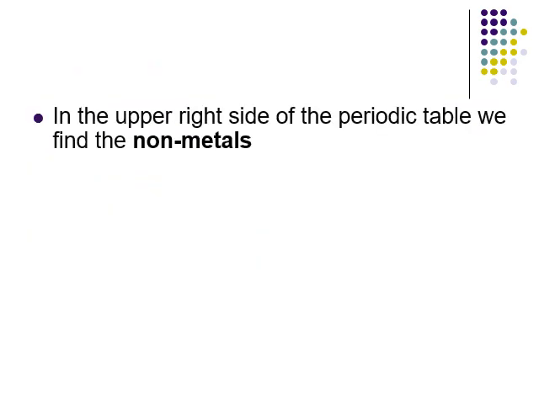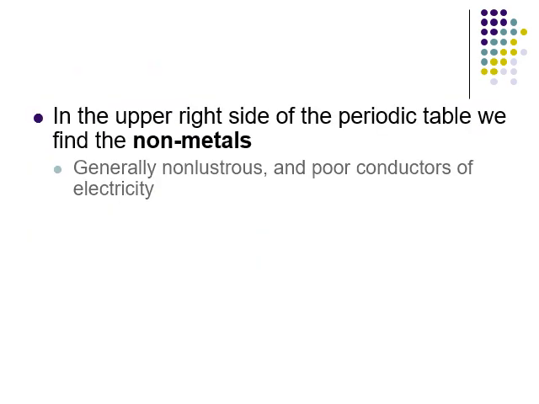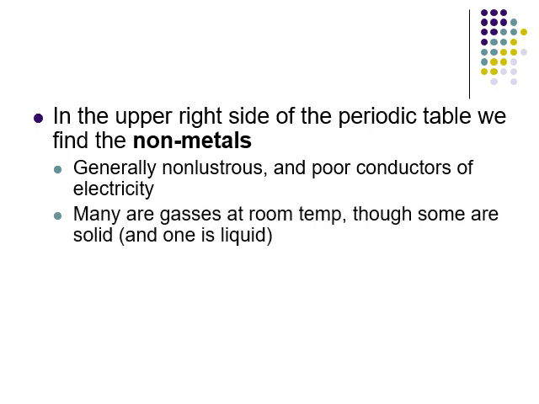Now, in the upper right-hand corner of the periodic table, we find the nonmetals. Nonmetals are generally non-lustrous. They're not shiny. They're poor conductors of electricity. Really, the name says it all. So you have your metals, and then you have nonmetals. Think about all the properties of metals, then put the word not or non. Metals are shiny. Nonmetals are not shiny. Metals are good conductors of electricity. Nonmetals are not good conductors of electricity. They can be gases at room temperature. Some are solid, one's a liquid.